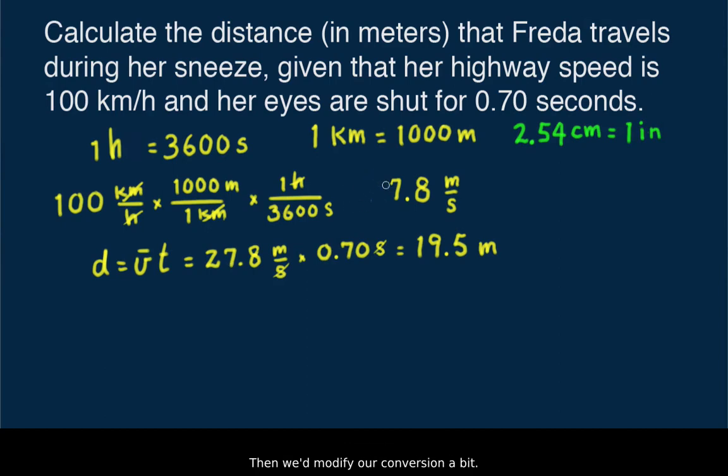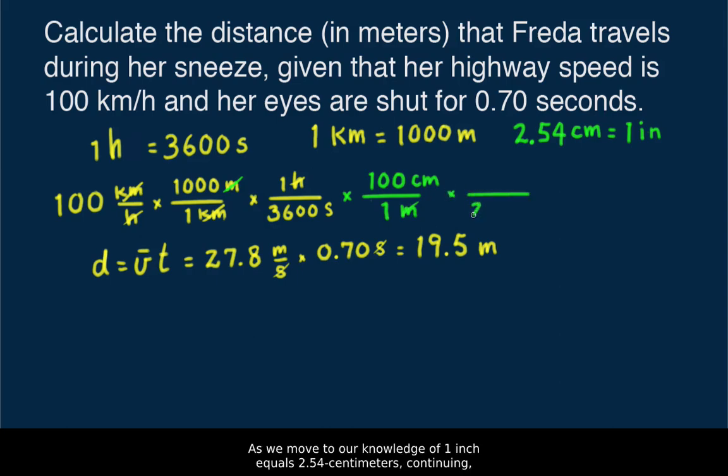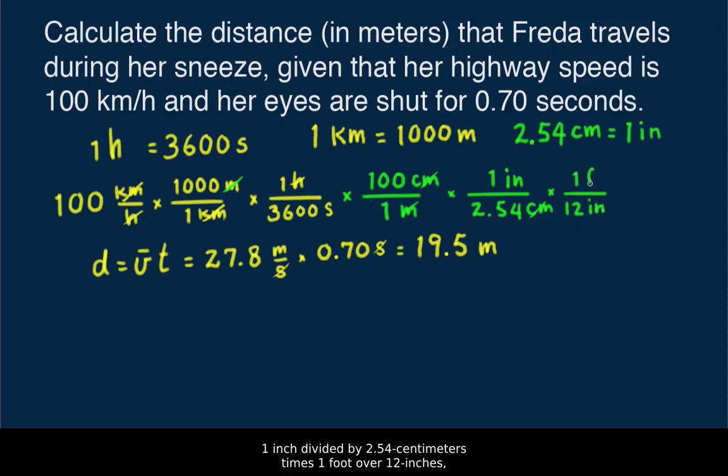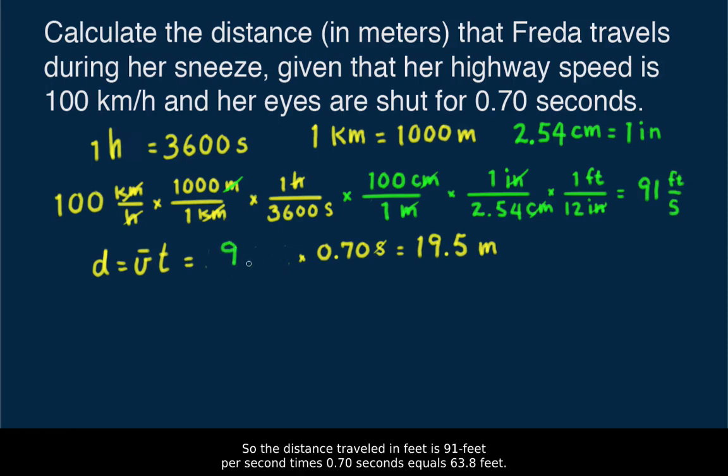Then we'd modify our conversion a bit. We'd add 100 centimeters over 1 meter. As we move to our knowledge of 1 inch equals 2.54 centimeters, continuing, 1 inch divided by 2.54 centimeters times 1 foot over 12 inches. And using our calculator, we get 91 feet per second. So the distance traveled in feet is 91 feet per second times 0.70 seconds equals 63.8 feet.